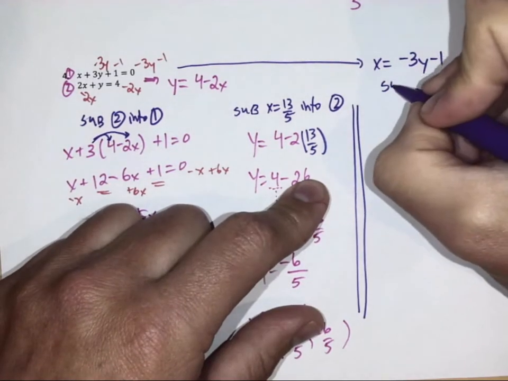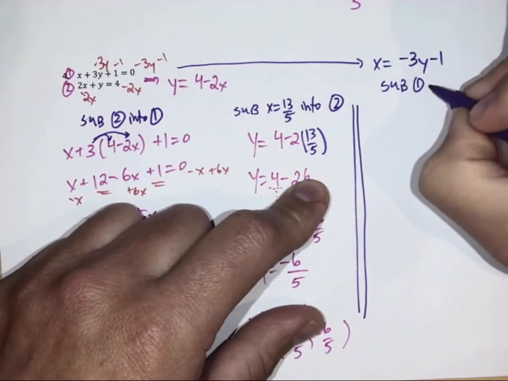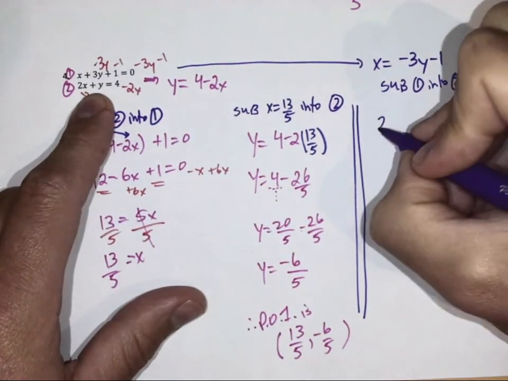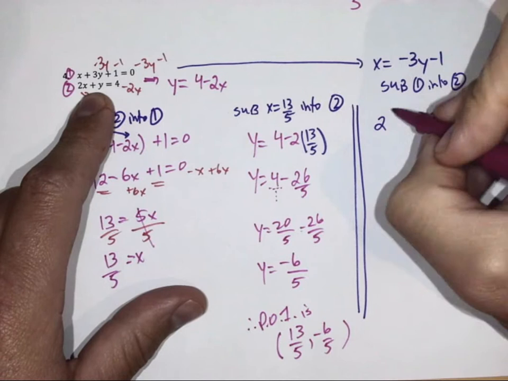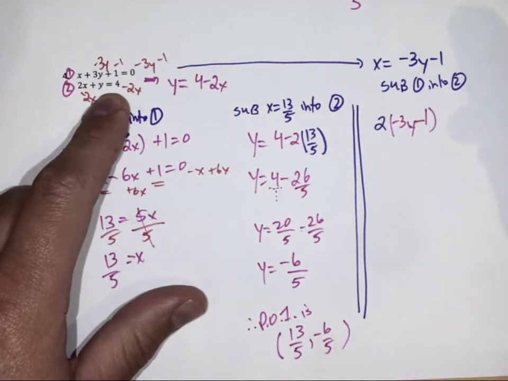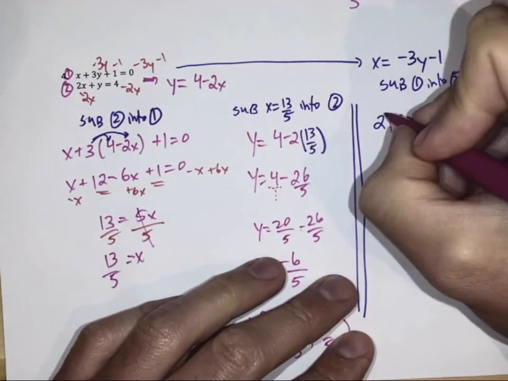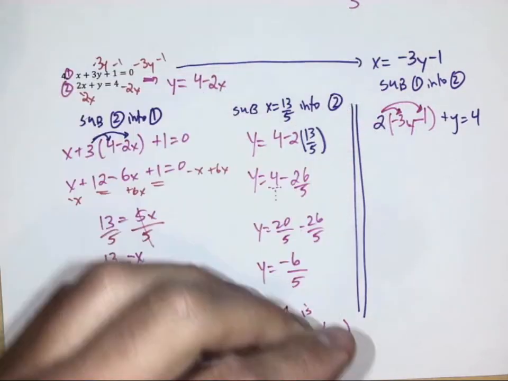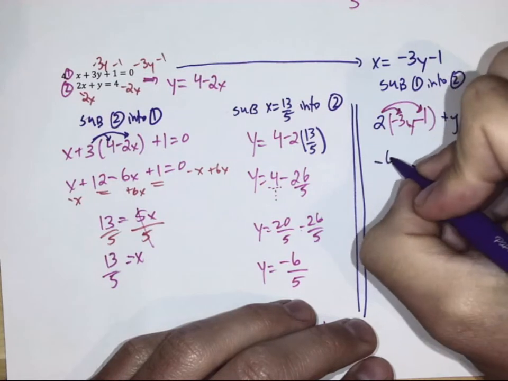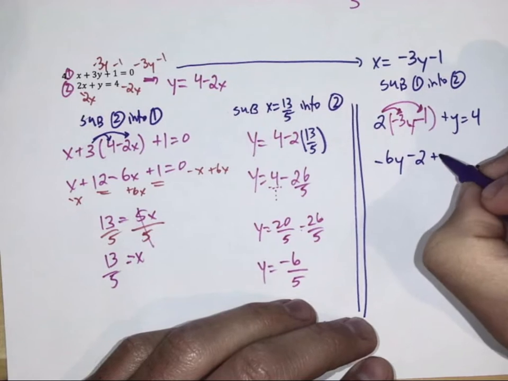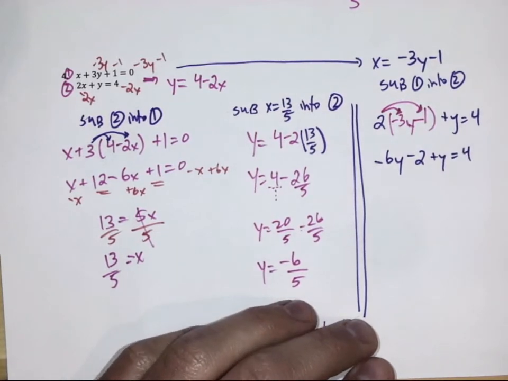I would then sub, in this case, equation 1 that I rearranged into equation 2. So let's see. Everywhere I see x, I'm going to put what I actually had for x. All previous math still exists, so I need to distribute. I need to saute that in. There we go. 2 times negative 3y, negative 6y. 2 times negative 1 is negative 2. Plus y equals 4. Let's collect our like terms.